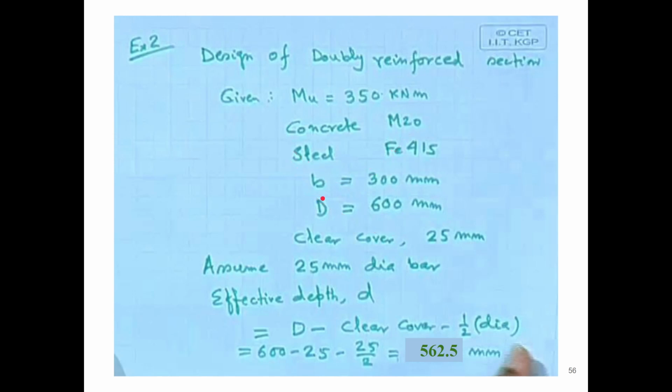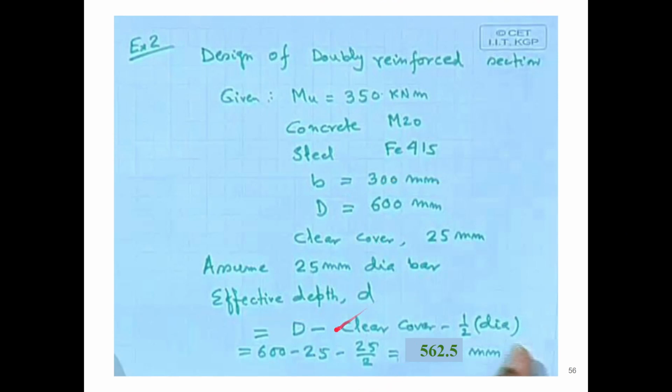Width is 300 mm, and the restricted depth is the overall depth of 600 mm. So these are the values given. Clear cover is 25 mm, and let us assume the diameter of the rebar is 25 mm. These are the values we have been given. We need to design the reinforcement, we have to design the section. So how will we proceed?